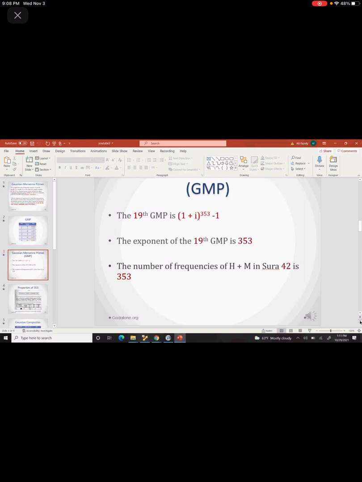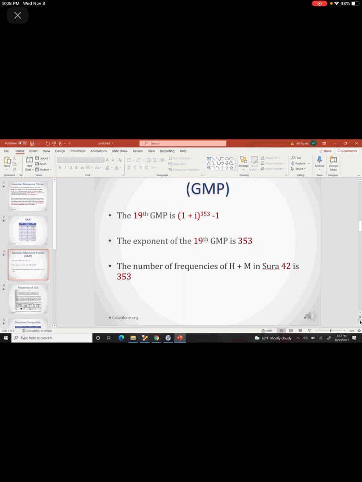So first we generated the number of verses in chapter 42, which happens to be 53, with the Mersenne prime. Now we are generating the frequency of Ha Mim in chapter 42 with the Gaussian Mersenne prime.